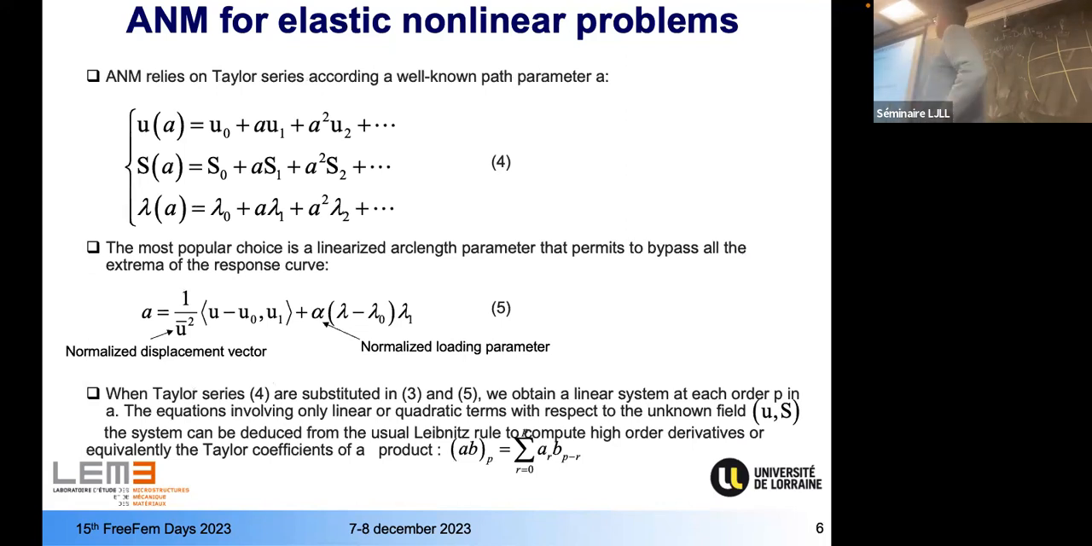So how to introduce perturbation techniques. What we do, we assume a path parameter a, and we make a Taylor development of U, the displacement, S, the second Piola-Kirchhoff stress, and lambda, the loading parameter. We need another equation to set the path parameter a, and we use the linear arc-length method. When we substitute the series into the variational formulation here, we obtain a linear system at each order p.